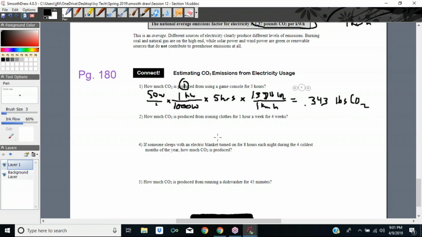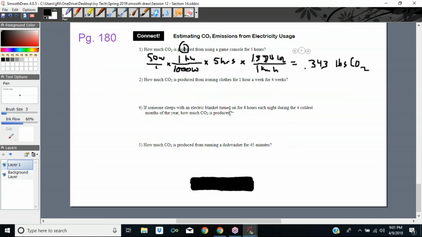Okay, I'm going to do one more, and then I'll close out the recording, okay? So I'm going to look at number 4, because it's a little more involved. Number 4 says, if someone sleeps with an electric blanket turned on for 8 hours each night during the 4 coldest months of the year, how much CO2 is produced?